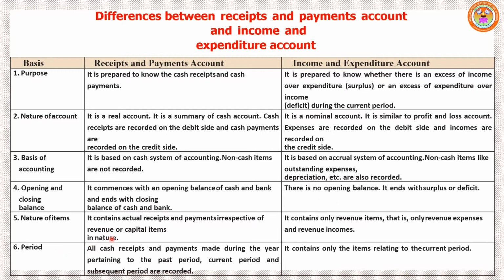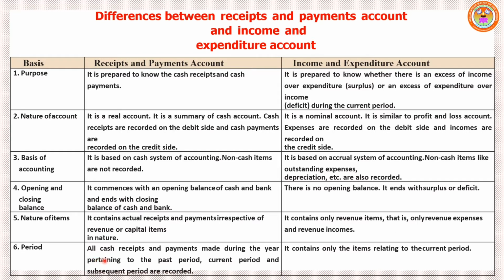Fifth point, nature of items. Receipts and payments account contains actual receipts and payments irrespective of whether it is a revenue transaction or capital transaction. Both the transactions are to be recorded. Whereas here, only revenue transactions alone are to be recorded. Capital transactions must be excluded.